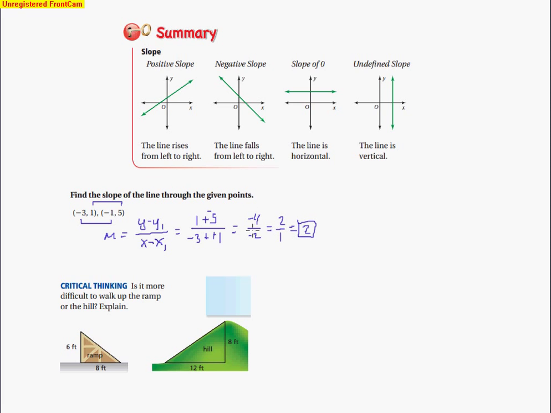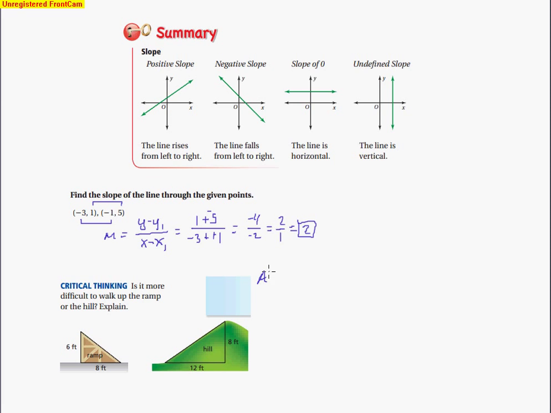The 2 negative signs cancel out there. Here it says, is it more difficult to walk up the ramp or the hill? Well, the ramp, what we have to do is compare these two. And so when we compare, we're looking at which one is greater. The absolute value of the greatest one is going to be the steepest slope.